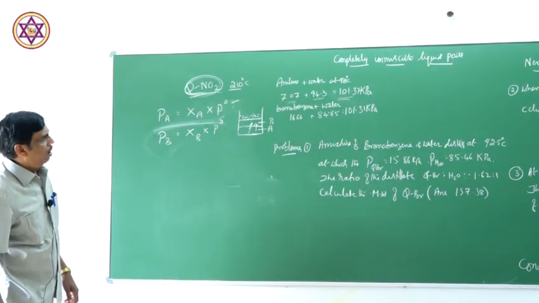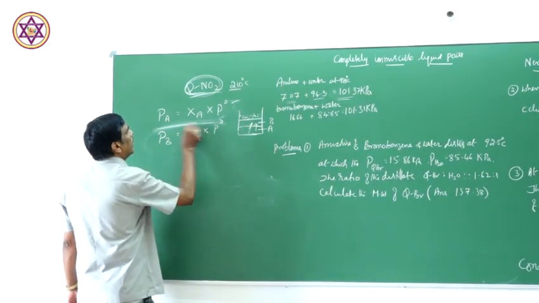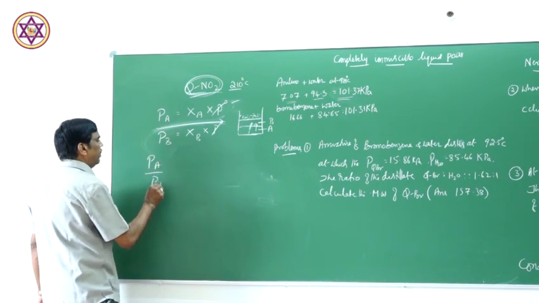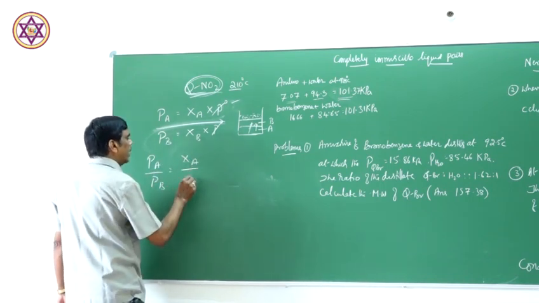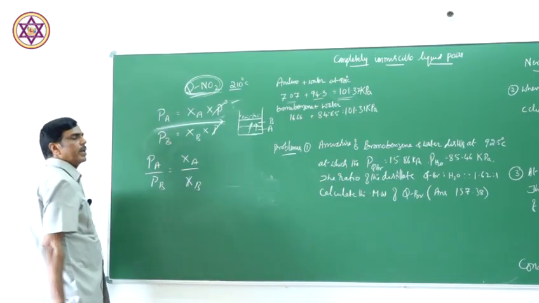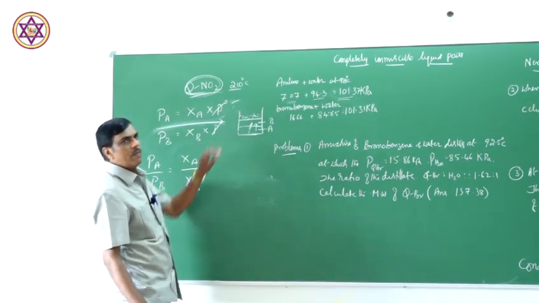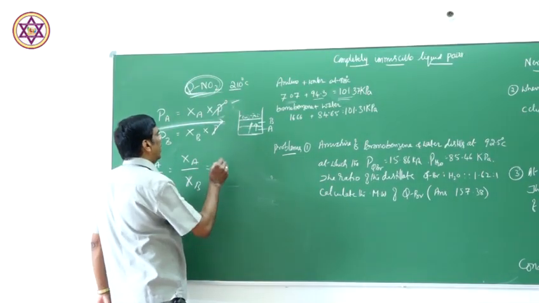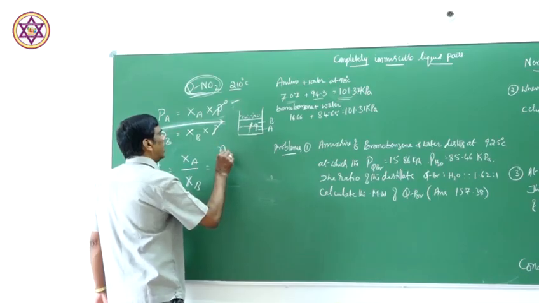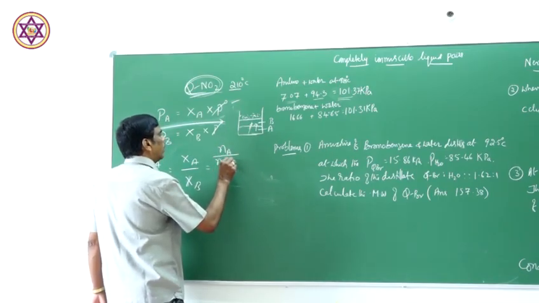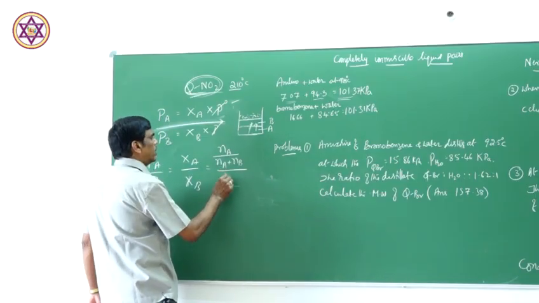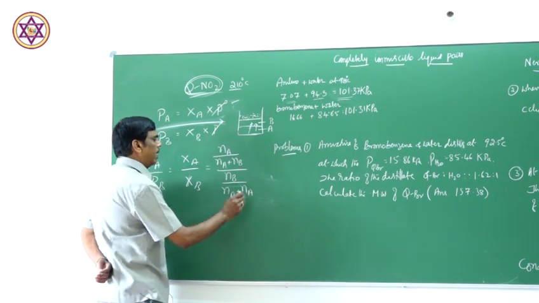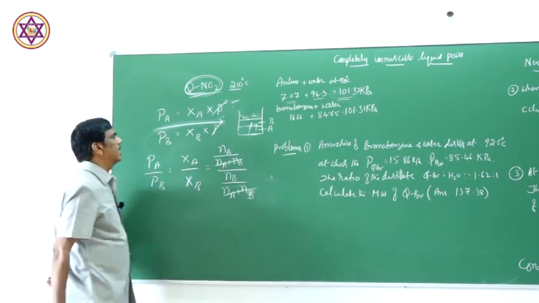Therefore, Pa by Pb, P naught cancelled over. So, Pa by Pb is equal to Xa by Xb. Xa is nothing but the mole fraction, its fraction in the vapor state, and Xb is the fraction in the vapor state. Xa is nothing but number of moles of A divided by total number of moles of A and B. Similarly, Xb is equal to number of moles of B divided by total number of moles of A and B. Therefore, this cancels each other.